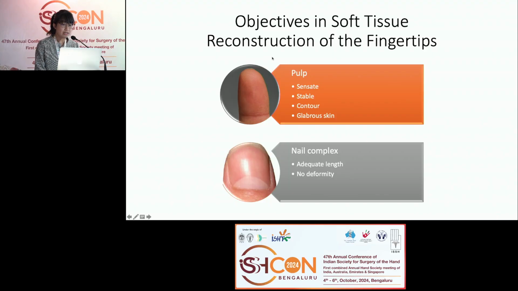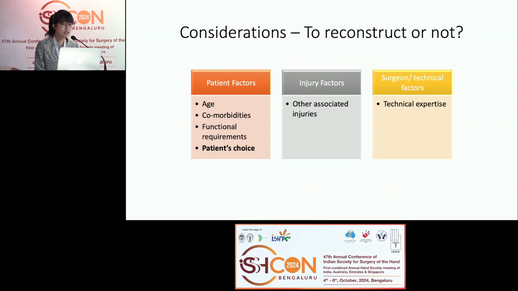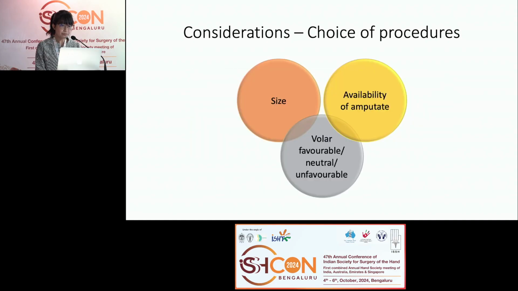The nail is also a prominent feature of the finger. It fulfills both an aesthetic function and a functional role, allowing increased sensory perception in the pad of the finger and accurate picking up of objects. So when considering whether to reconstruct a fingertip amputation, we need to take into account the patient factors, injury factors, and surgeon factors. And I think the most important is the patient's choice and the technical expertise of the surgeon.